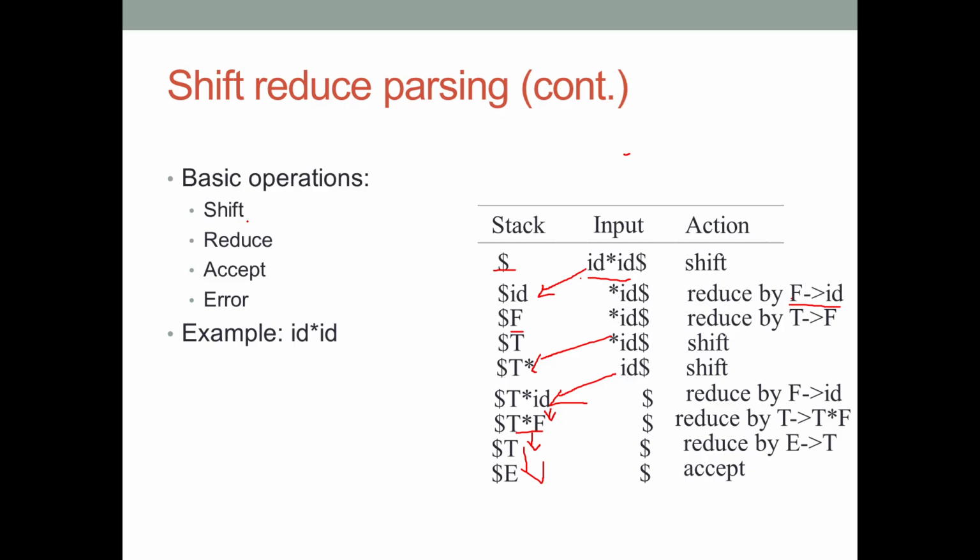So as I told, these are the four basic operations of shift reduce parsing. One is shift, shifting the input symbol onto the top of the stack. Then reduce, reducing the production. Then accept. We get accept when the stack contains dollar and the start symbol, and the input contains only the dollar symbol. Then we write it as accept. The error symbol will be notified. If any error is generated when we parse the input, then it will be an error symbol.